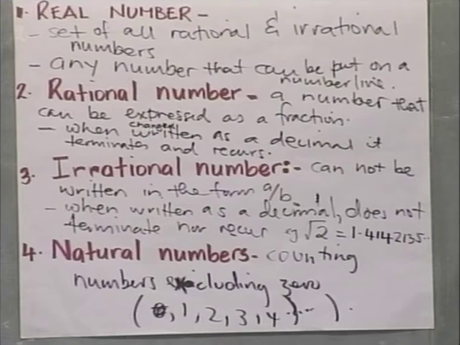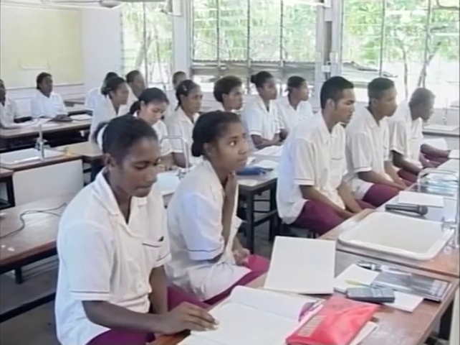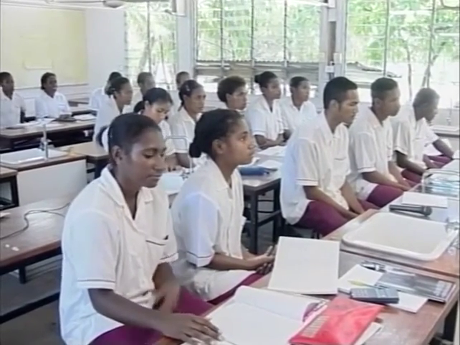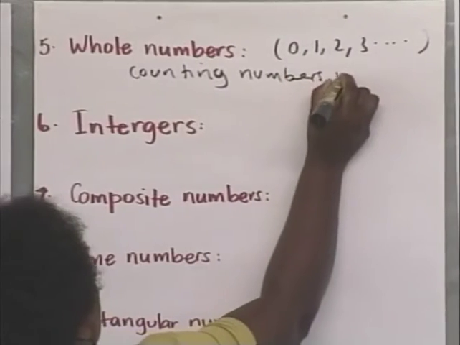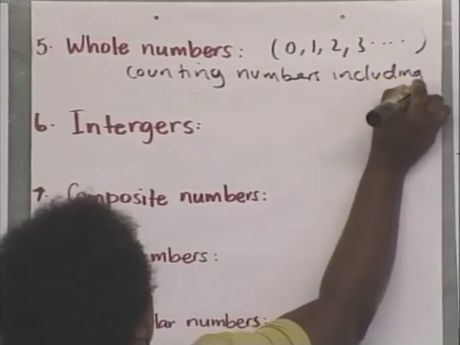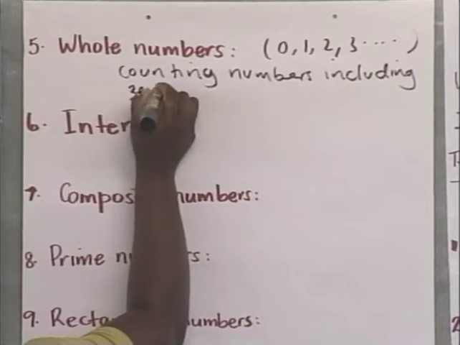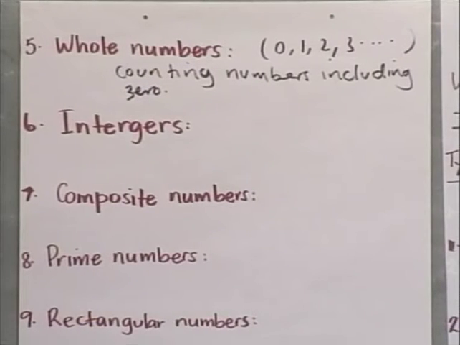Okay, I think it goes in the next one. So whole numbers will be the counting numbers including 0. So I'll just write down 0, 1, 2, 3, and so on. So these are counting numbers including 0. Esther, what are integers?